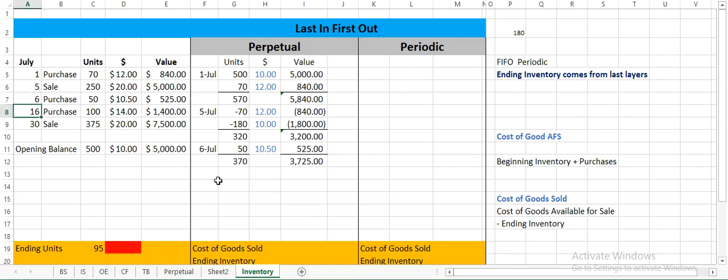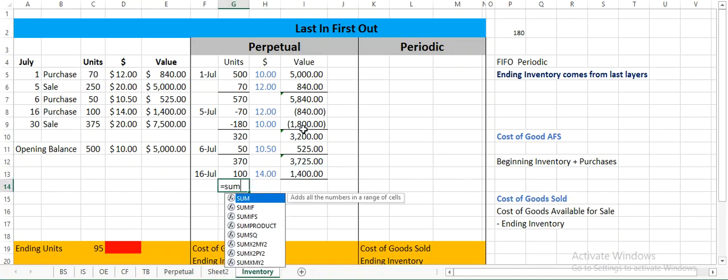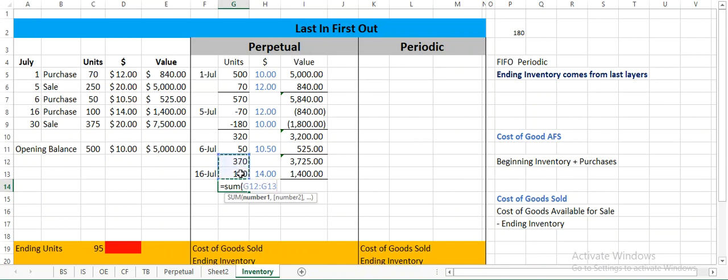The 6th is completed. Now we're going on to the 16th, July 16th, and on July 16th we purchased another 100, and we purchased it at $14. So the value is multiplying the units by the dollar value, and now the sum of everything that happened, or the balance that should be left over from the 16th, is 470 in units and 5,125 in value.